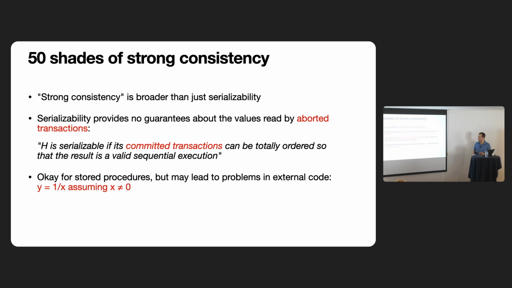But it may lead to problems in external code when you're using the database, say, from Java, because the programmer may read the value X from the database and then compute Y by dividing 1 over X. The programmer may think that since you never write 0 to X, this is always safe to do. Now, if you're using a serializable database, then nothing tells you that X will not be 0. It can be 0 as long as the database aborts the transaction later. Then in this case, you'll throw an exception way earlier than that and crash your application.